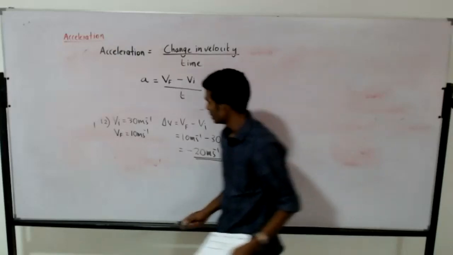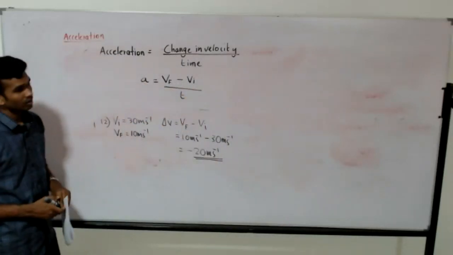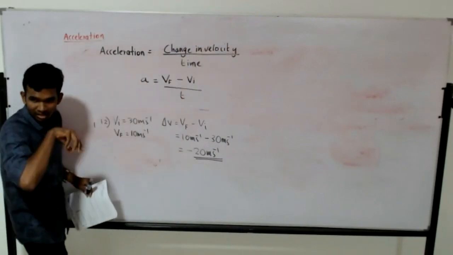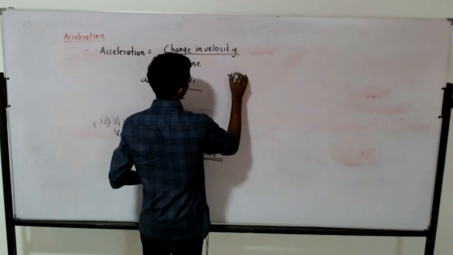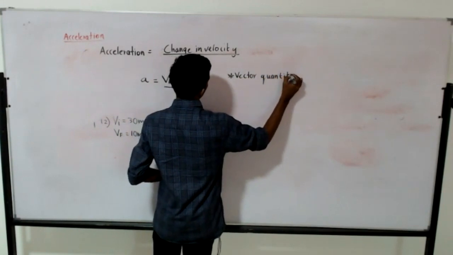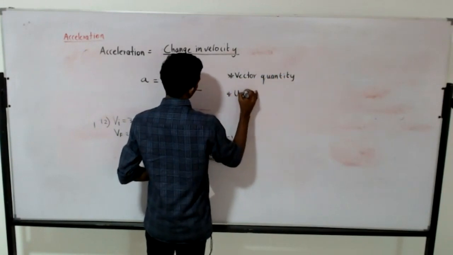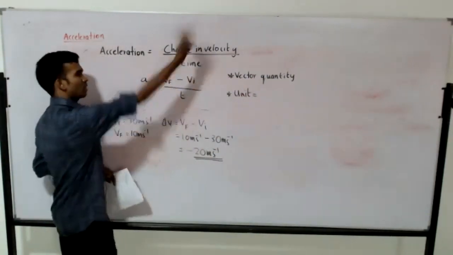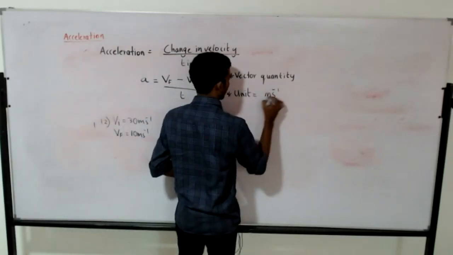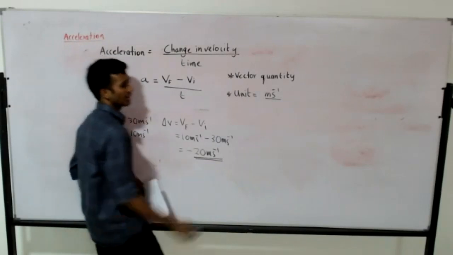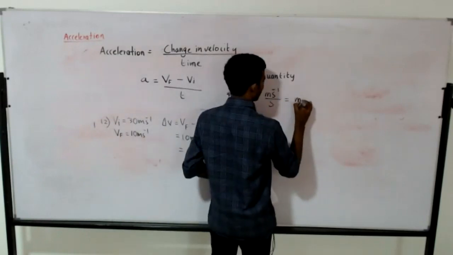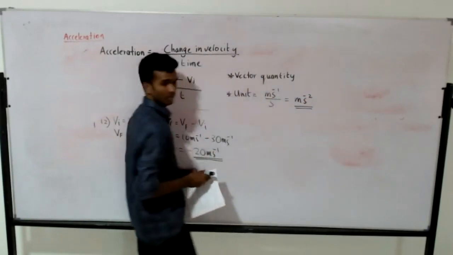Clear? Now tell me, is acceleration a vector or a scalar? Vector. Why? We are dealing with velocity. Velocity is a vector, then acceleration is a vector. This is a vector quantity. What can you tell about the unit? Change in velocity also has the same unit as velocity, right? Then velocity is ms to the power minus 1 divided by time. Time is s. Then the unit of acceleration is ms to the power minus 2. There you go. Clear? Understood?